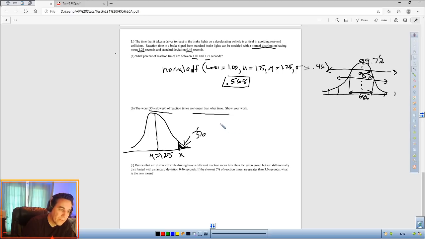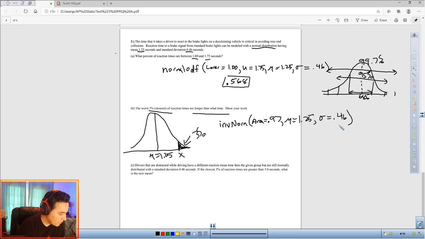So I'm going to go to my calculator, to inverse norm. I'm not going to put in 0.03. I'm going to put in the area. If that's 3%, the area to the left is 97%. And then my mean is going to be 1.25, and my standard deviation is going to be 0.46. So if you do your inverse norm command, it's been a long time since you've done that: 0.97, 1.25, 0.46, I'm doing left.